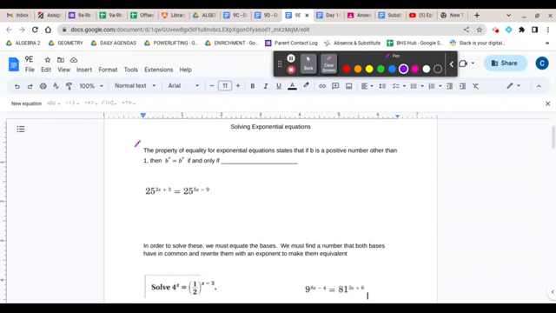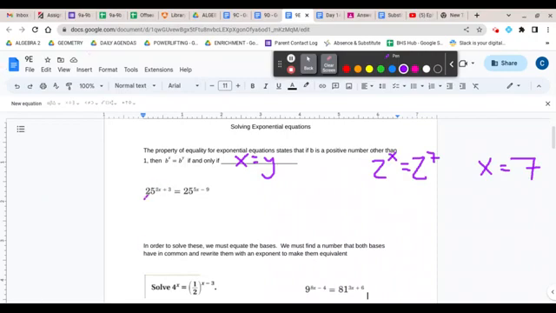So the property of equality of exponential equations states that if b is a positive number other than 1, then b to the x power equals b to the y power if and only if x equals y. Okay? So largely put, if we had 2 to the x power is equal to 2 to the 7th power, then x would have to equal 7. That's all this is really saying. It's pretty simple stuff.